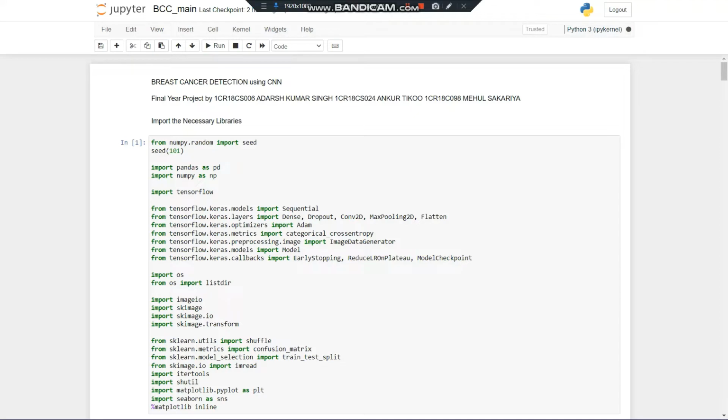We are starting with importing the necessary libraries that are required for the smooth functioning of the program. We are using libraries such as pandas, numpy, tensorflow, matplotlib and many more.